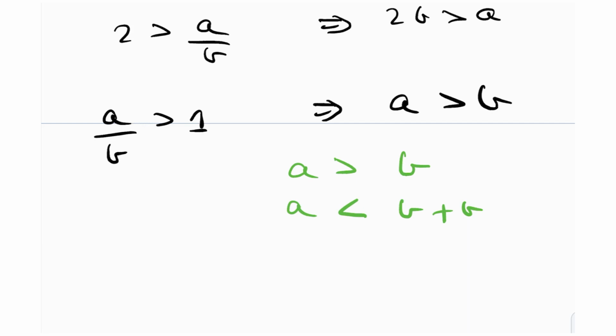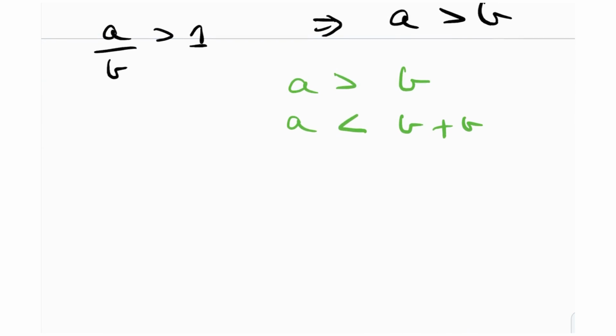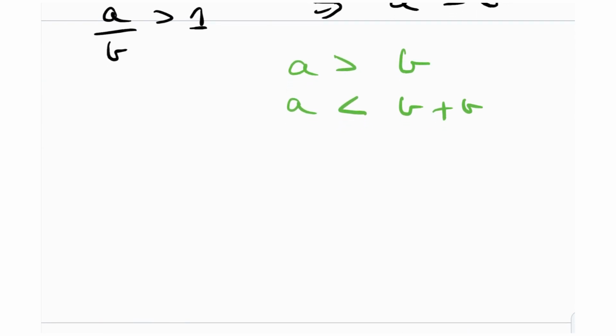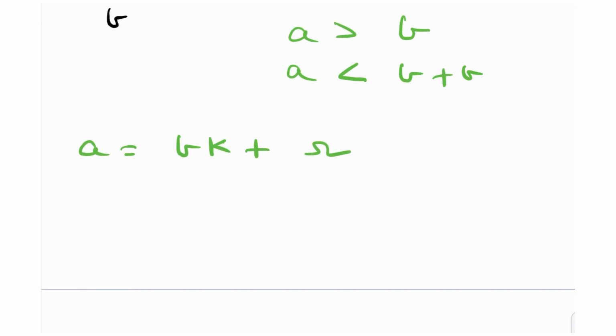So starting off with a and b, two numbers, we can say that a is greater than b, but if you add another b, b plus b, which is 2b, that's actually going to be greater than a, which is absolutely fascinating. Now, because a is greater than b, I can write a equals bk plus r, from Euclid's division lemma. We also know that this remainder r is between 0 and b minus 1. Well, it's less than b, but less than or equal to b minus 1.